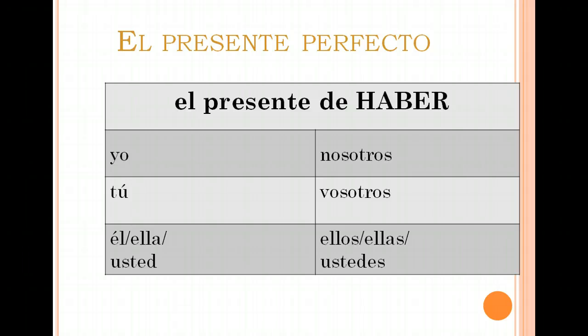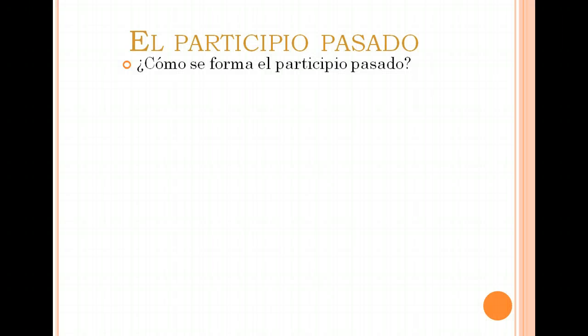So first, the present tense of haber. He, has, ha, hemos, habéis, han. The vosotros form is the only form with an accent. Along with this present form of haber, you need a past participle.